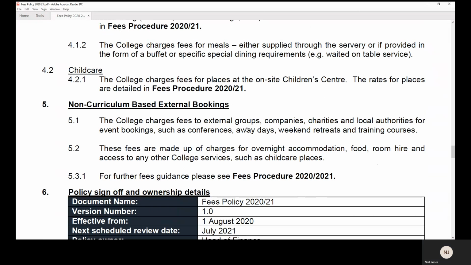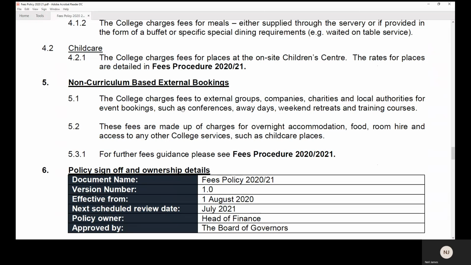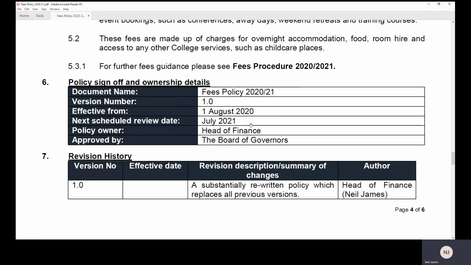Section 5, the final section, details what you need to do in terms of non-curriculum based external bookings, and the details of the fees around this, which you can see in conjunction with the fees procedure document I'll be moving on to in a second. This policy will be reviewed annually by myself and ELT and is then signed off by the governors.